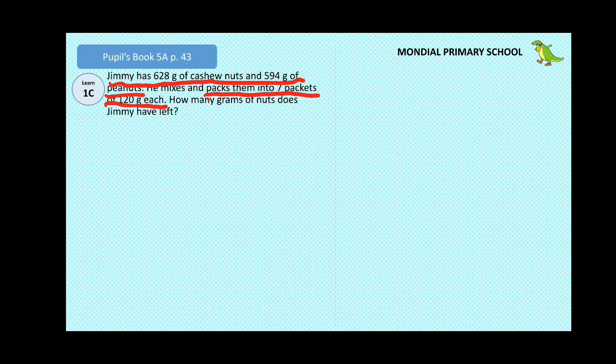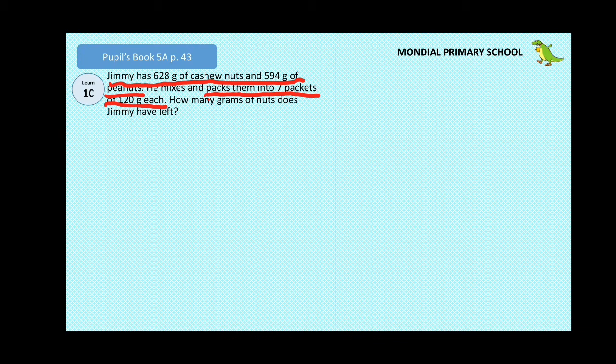Fantastic! Draw a model. But before we draw the model, what do we need to find? Yeah! First, we need to find the total weight of cashew nuts and peanuts. Then we need to find how much is left after packing them into 7 packets of 120 grams each. Now, what kind of model should we draw and why? Amazing! Part-whole model, because we have the part and we want to find the whole.